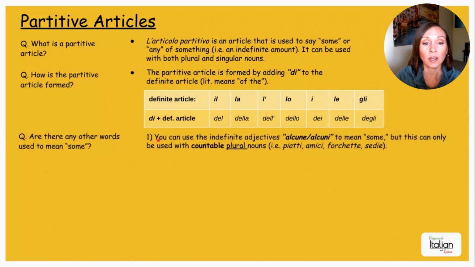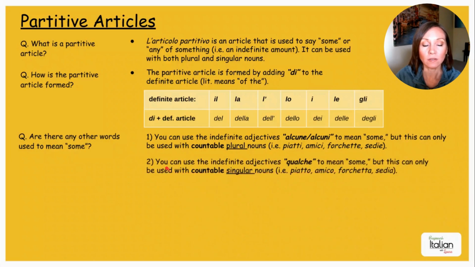Okay, so you can use the indefinite adjectives alcune or alcuni to mean some, but this can only be used with countable plural nouns. Okay, for example, piatti, amici, forchette, sedie. There's many, many more, but these are just some examples here.